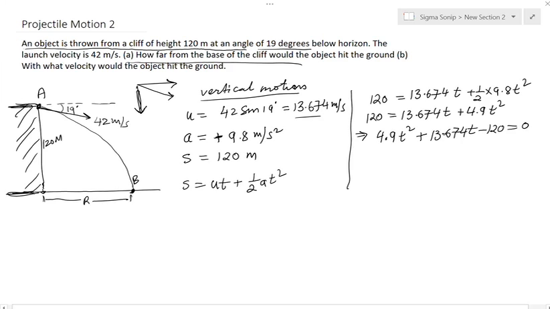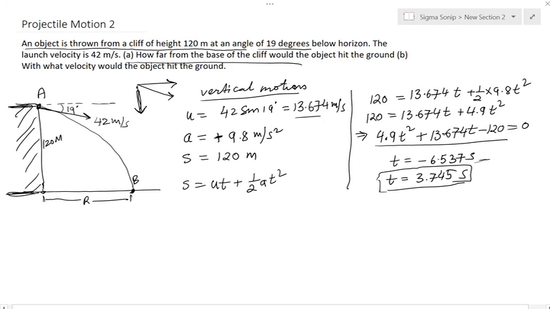So what we do is put this in a graphing calculator, plot a graph of this expression, and then find the coordinates of the points where the graph crosses the x-axis. When we do that, we find that there are two solutions. One is t equals minus 6.537 seconds, and the other one is t equals 3.745 seconds. Time can never be negative, so our valid solution is t equals 3.745 seconds.